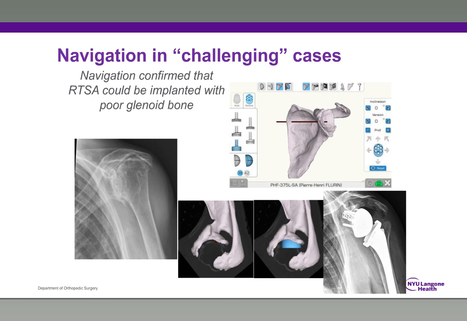In this particular case, you can see how navigation in somebody with severely eroded bone allowed me to determine that I could implant a glenoid component, in this case an augmenting glenoid component, and put it down the glenoid vault in the position without perforation.